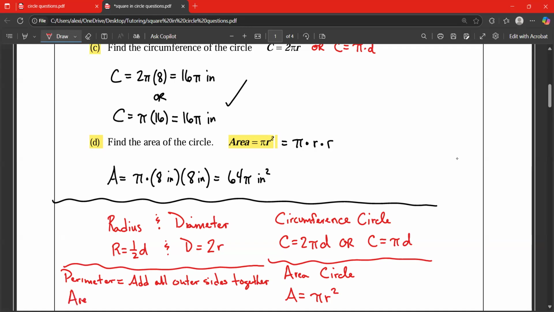Area, though, is length times width. And remember, this is for a square or a rectangle. And remember, a square is a rectangle. In particular, squares, all the sides are the same. So the shorthand is just to do the side squared. But that's the same as saying side times side, or length times width.